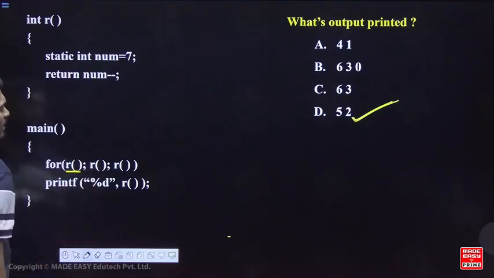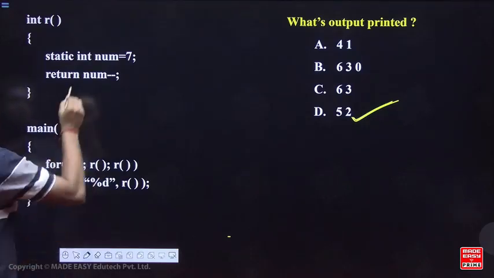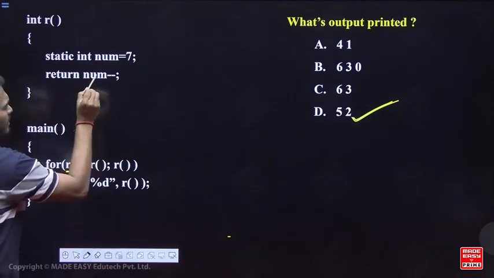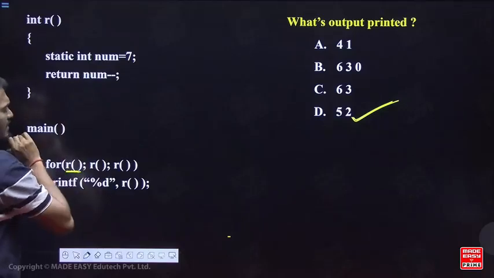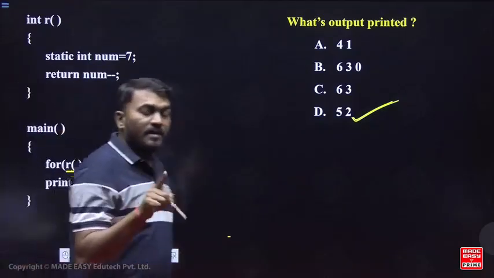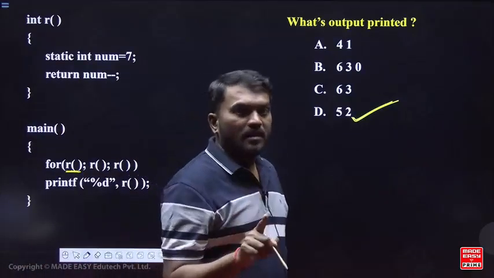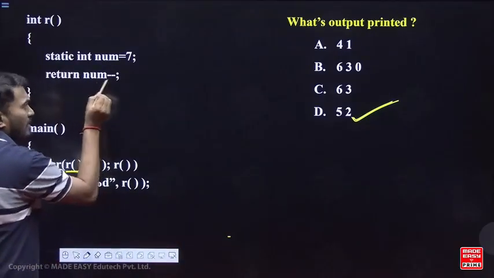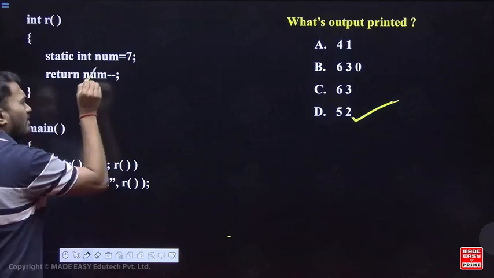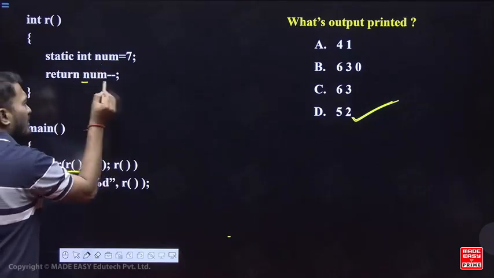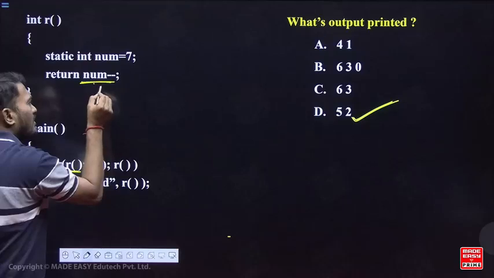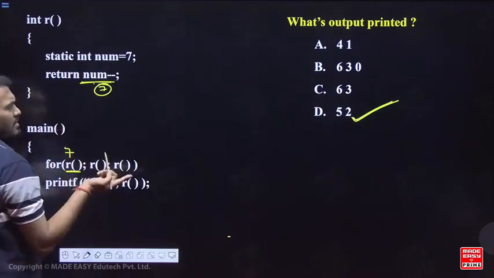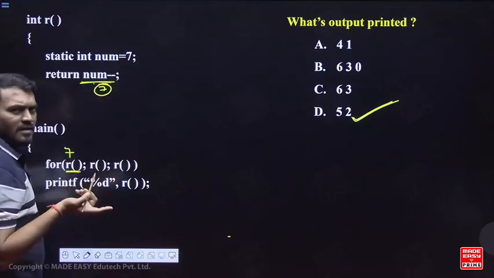First, when you call the R function, this is a static variable. R value is what? 7. Now tell me, when you say return number post decrement, listen carefully. Those who are making mistakes, listen carefully. Now, post decrement: what value will it return? It will return 7, but afterwards it will become 6. That is a different case.